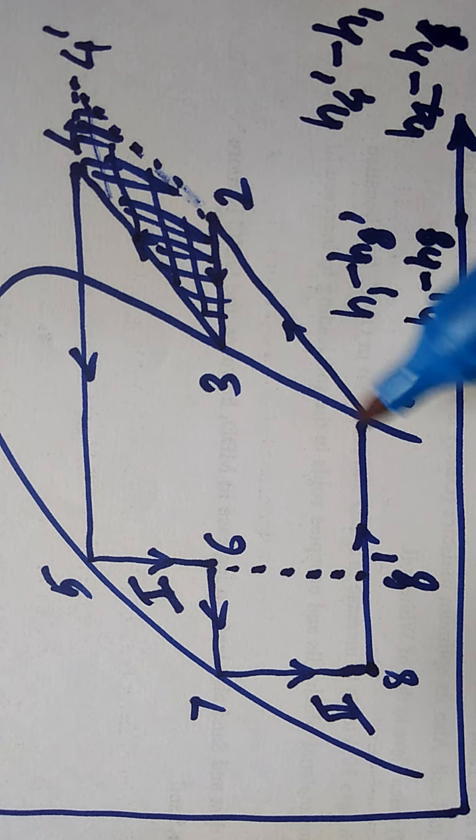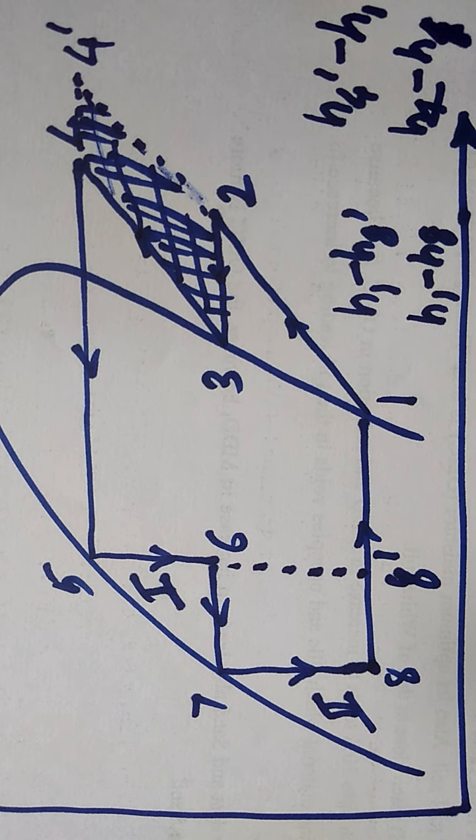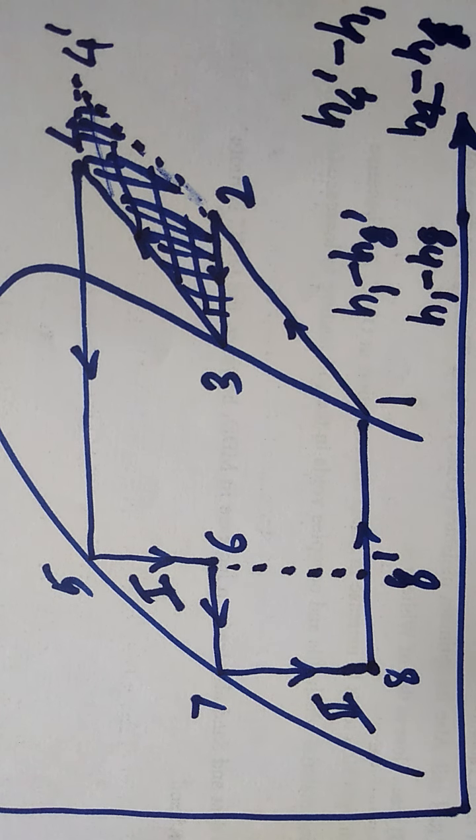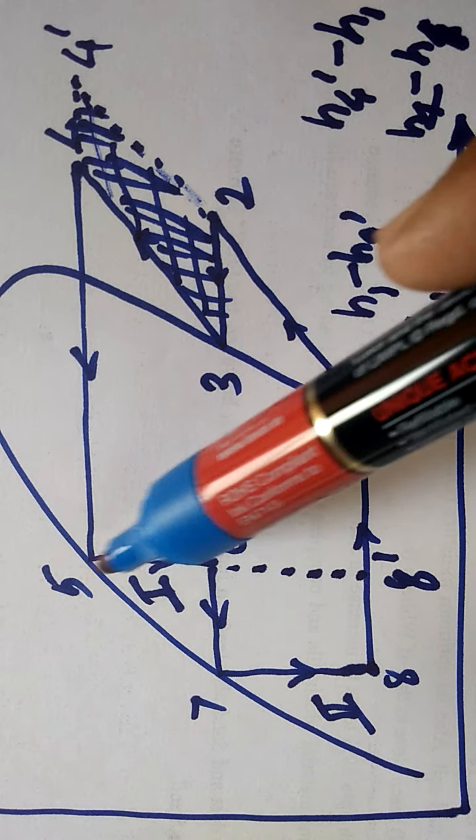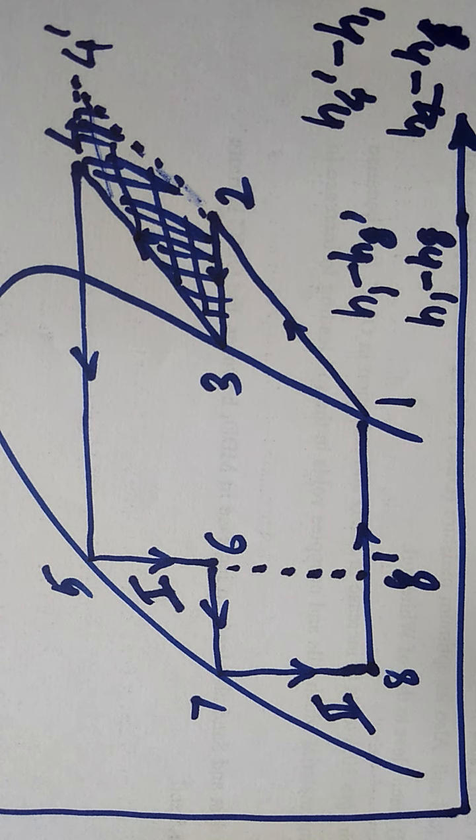So from this, it is very clear that H1 minus H8 is this much, and H1 minus H8 dash is this much. So it indicates that H1 minus H8 dash is less than H1 minus H8. That means if a single stage expansion is followed, then the net refrigerating effect reduces.